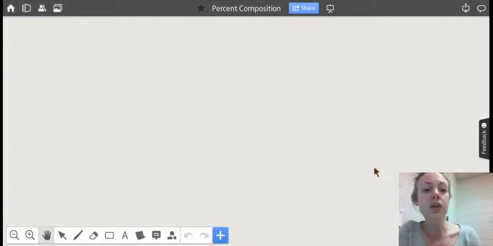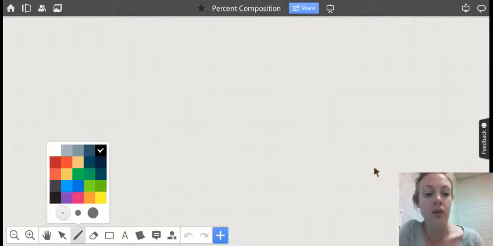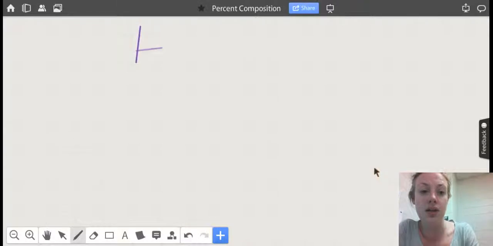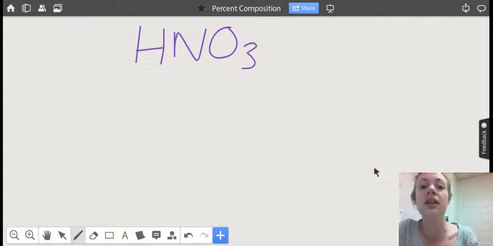Okay, so today we're going to learn about how to calculate the percentage composition of a compound. For this example, I'm going to take nitric acid, which is HNO3. Now the first thing I need to do is calculate the mass of this compound.